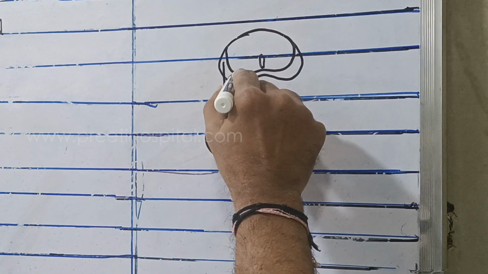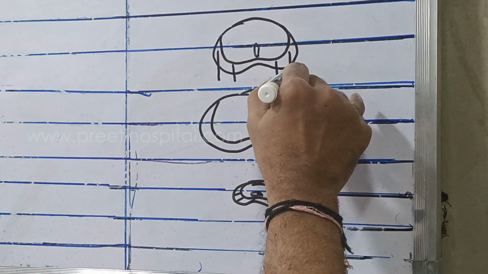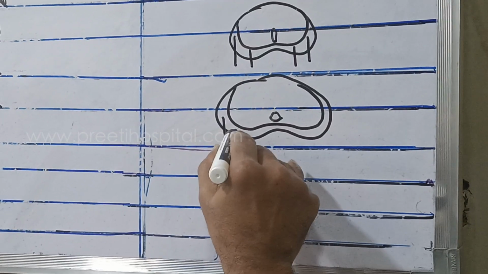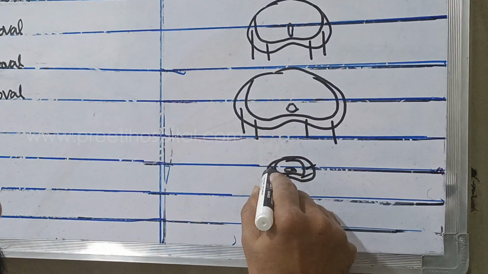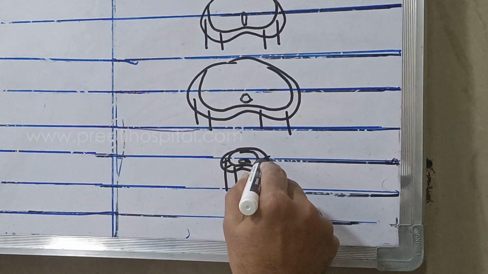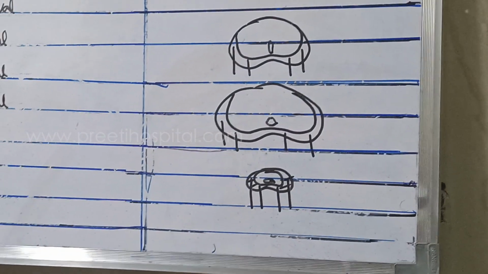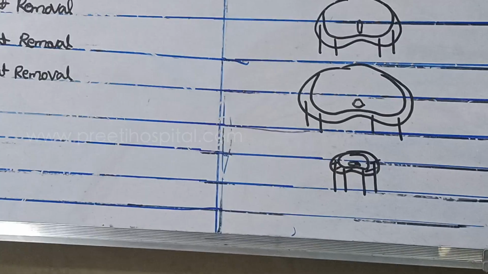like here 1, here 2, here 3, here 4, 5, 6, 7, 8. Here nice tissue will come. 9, 10, 11, 12. Same thing if you imagine here, okay?